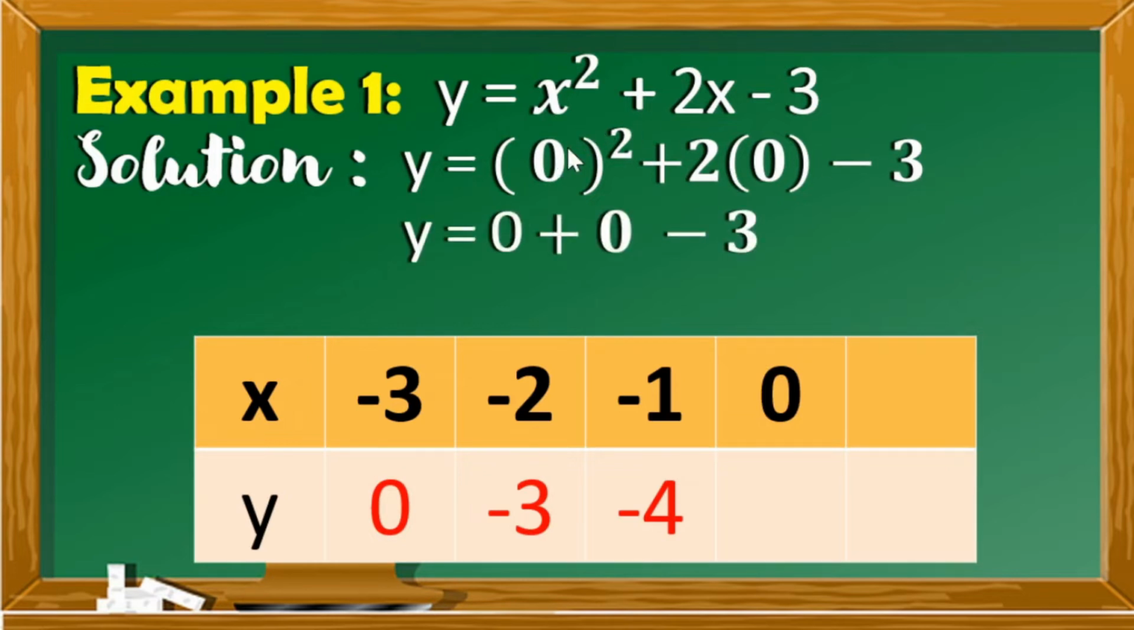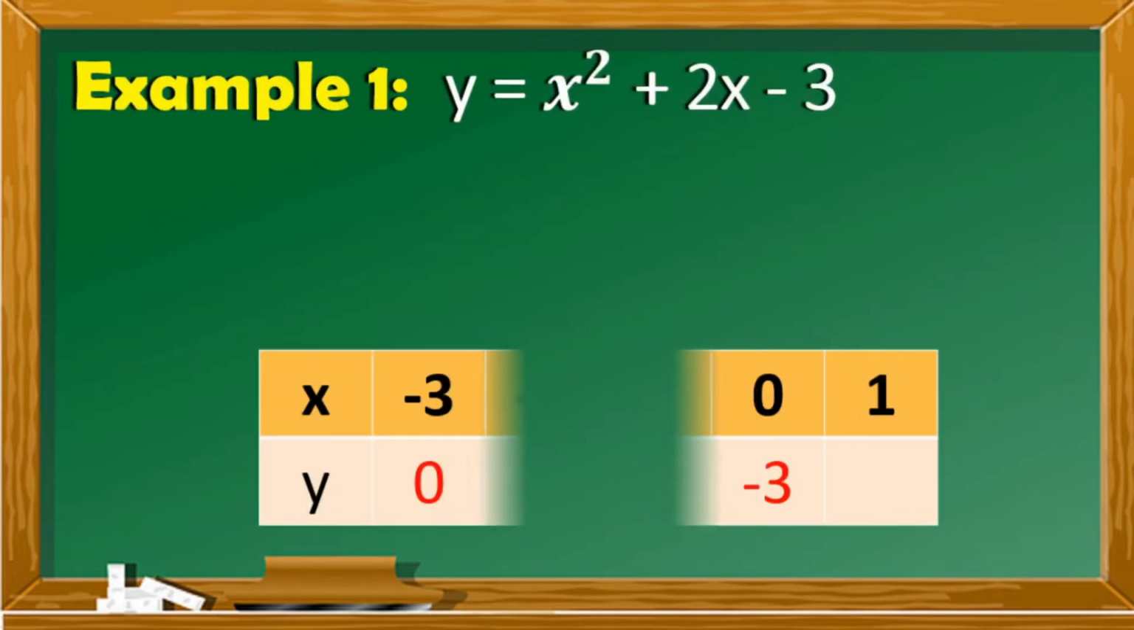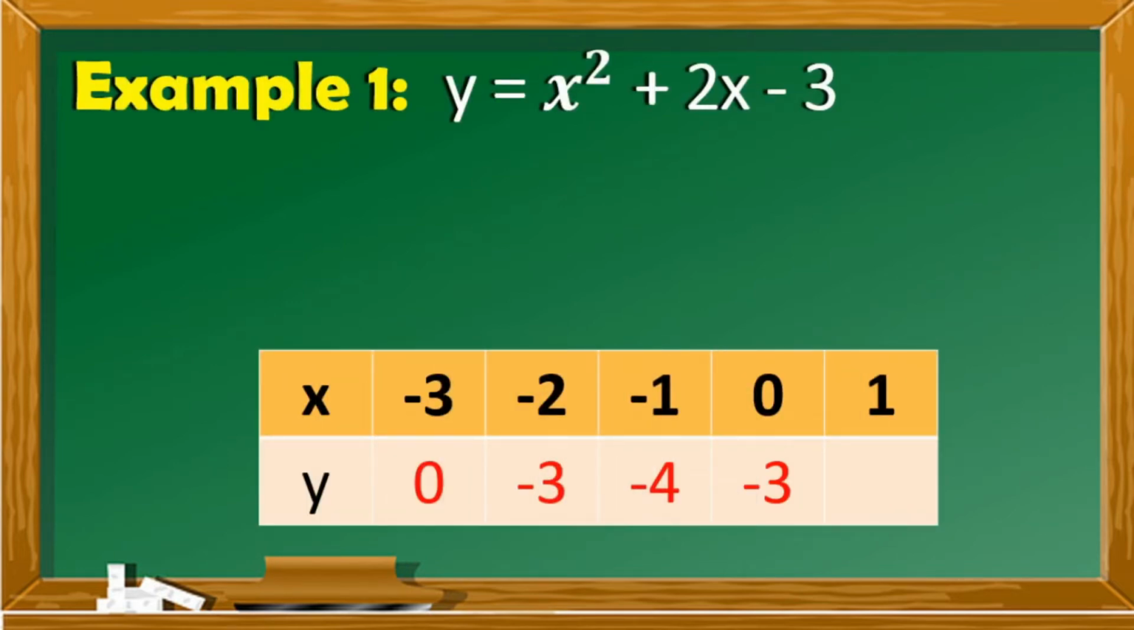Simplifying, the quantity of 0 squared is 0, 2 times 0 is 0, minus 3. So 0 plus 0 minus 3 is equal to negative 3. So if x is 0, y is equal to negative 3. For the last value of x, we are going to solve for the value of y.